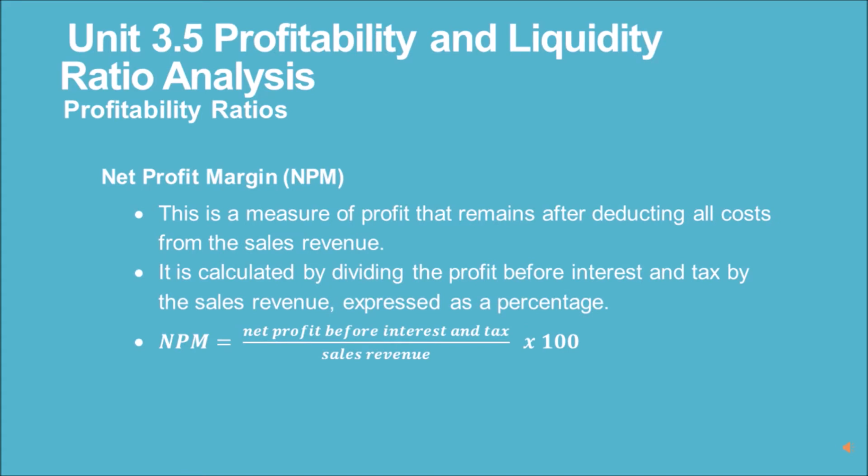Net profit margin, NPM. This is a measure of profit that remains after deducting all costs from the sales revenue. It is calculated by dividing the profit before interest and tax by the sales revenue, expressed as a percentage. NPM equals net profit before interest and tax over sales revenue times 100.